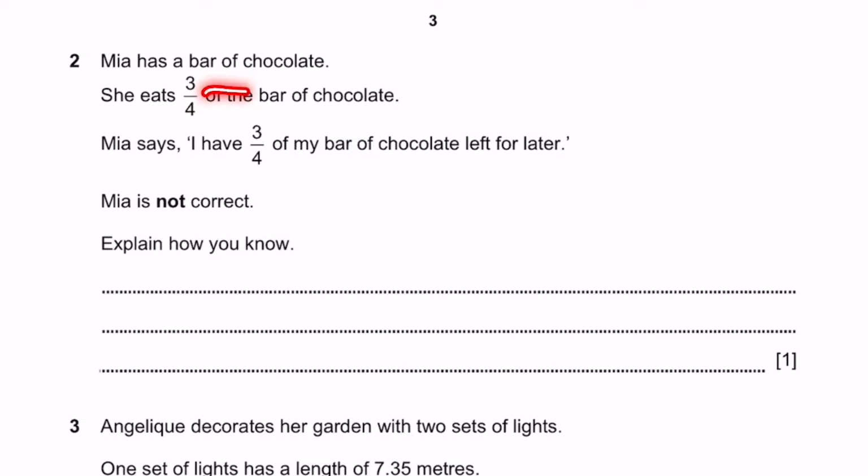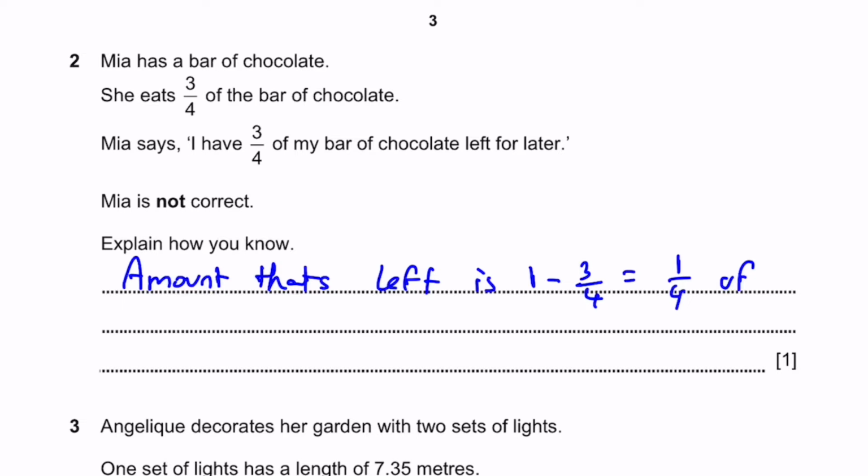Well, Mia has a bar of chocolate. That's 1 bar. She eats 3/4. So the amount that's left is 1 minus 3/4, which is 1/4 of the bar, not 3/4. She says that she has 3/4, but indeed she has 1/4 of the bar only. So that's our answer. That's why Mia is not correct.